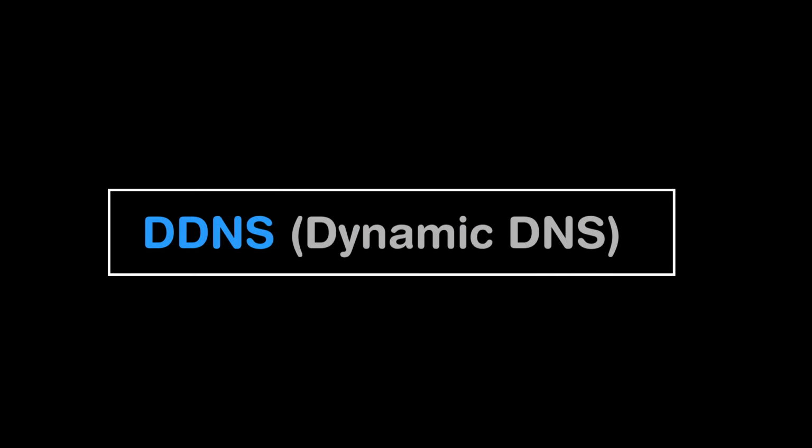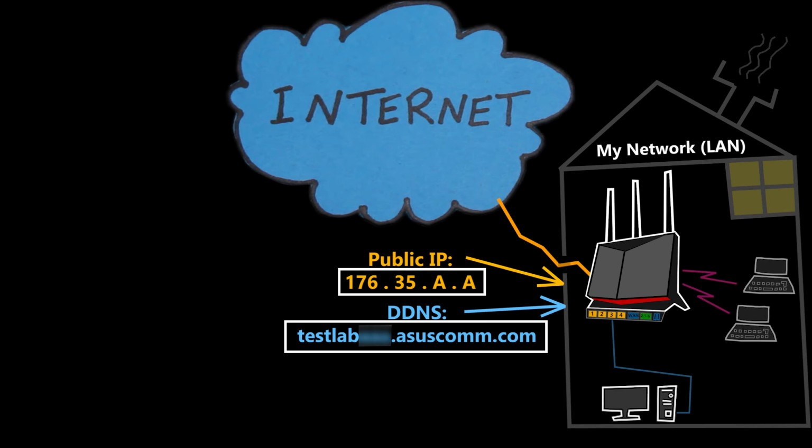DDNS or dynamic DNS is a domain name type of address that we can use instead of using the public IP address of our network. The benefit of using the DDNS is that unlike the public IP address, which is usually dynamic for our home internet and can change from time to time, the DDNS address will always remain the same.